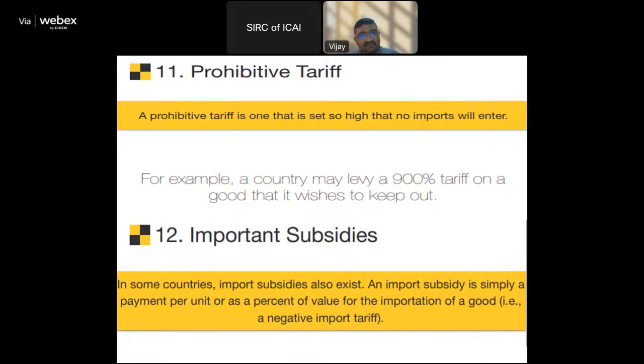Prohibitive tariff. Sir, the high rate of tariff, so that the nations who are exporting the goods will not export at all. Then import subsidies. Sometimes if you are importing the capital goods, then the nation will give you the subsidy for manufacturing of finished goods.